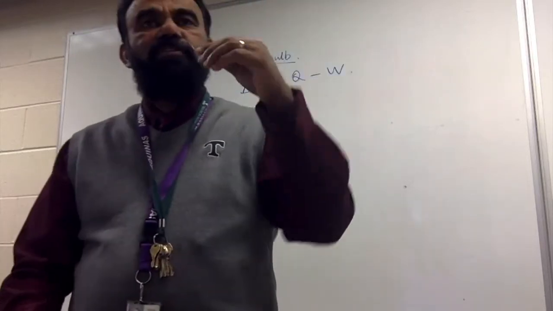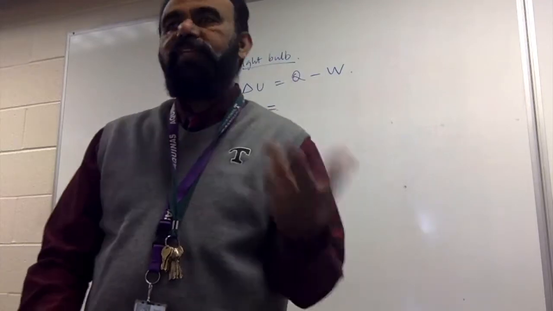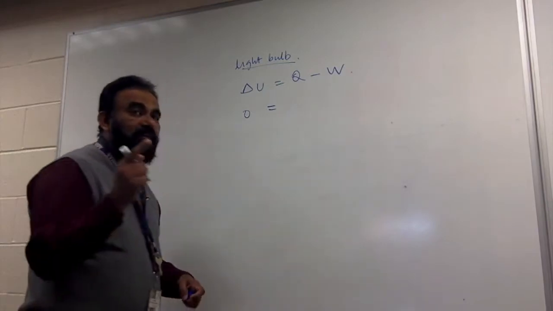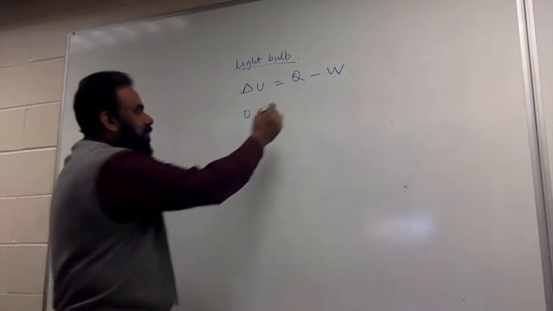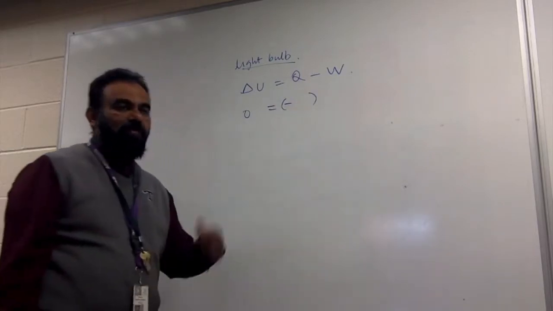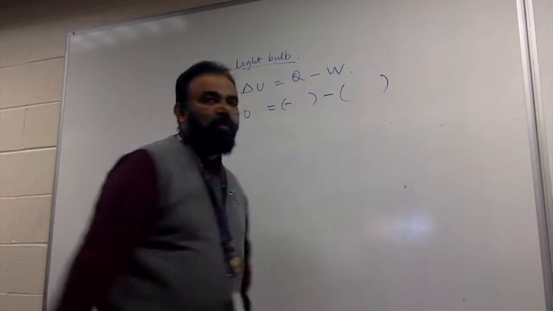So this light bulb is spitting out a Q, which is in the form of heat and light, mostly light. Right? So what do you say it is, positive or negative? Negative. It's a negative quantity, and let's find out how much it is later on. This minus sign I'm writing as it is. Now let's talk about the work.